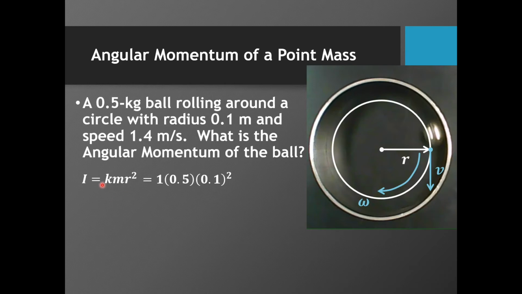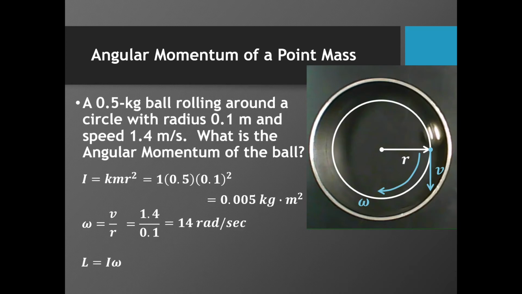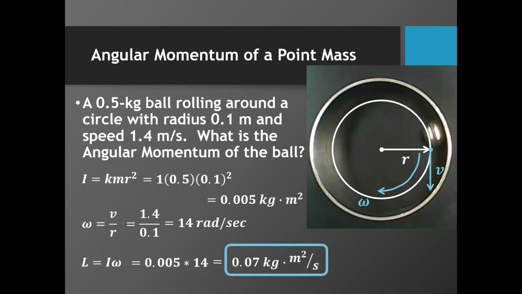So the K value for a point mass is going to be 1 times 0.5 times 0.1 squared. That gives us the moment of inertia 0.005 kilograms meters squared. Then we could use that with the angular velocity. So the velocity, which is 1.4 divided by 0.1, gives us 14 radians per second. Moment of inertia times angular velocity, that gives us 0.005 times 14, and we get the angular momentum is 0.07 kilograms meters squared per second.